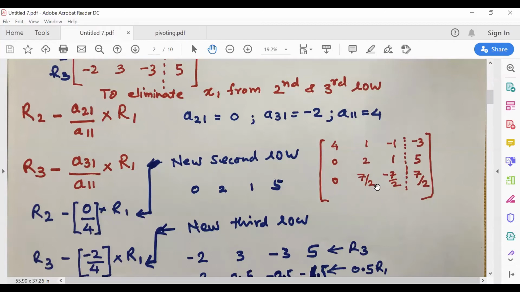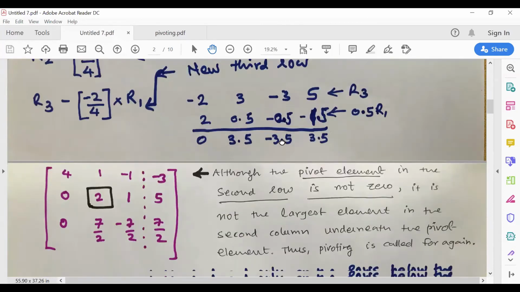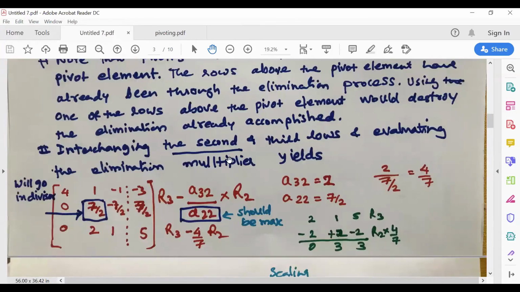And below that, you have to check that row which is going to be used for the elimination. So we are going to eliminate actually this 7 by 2. So we have the freedom to interchange the second and the third row always. So we interchange the second and the third row, and by doing this, we can get 7 by 2, which is the maximum number.